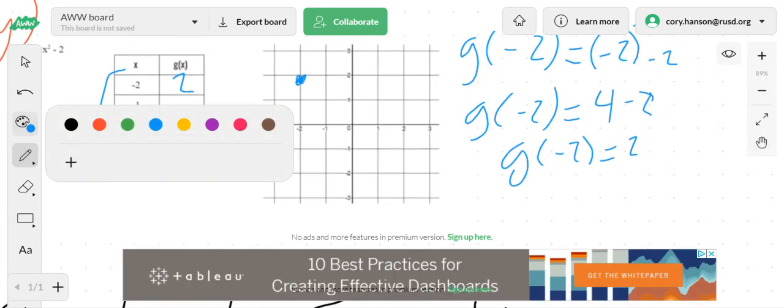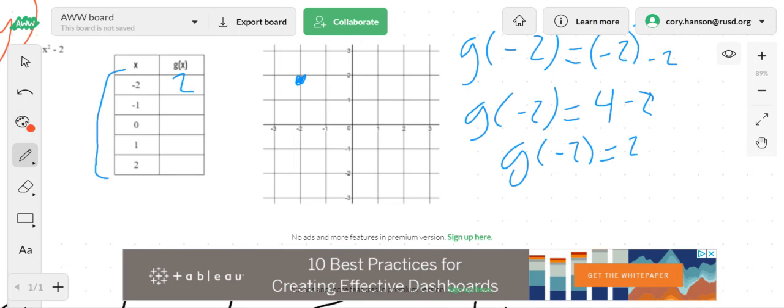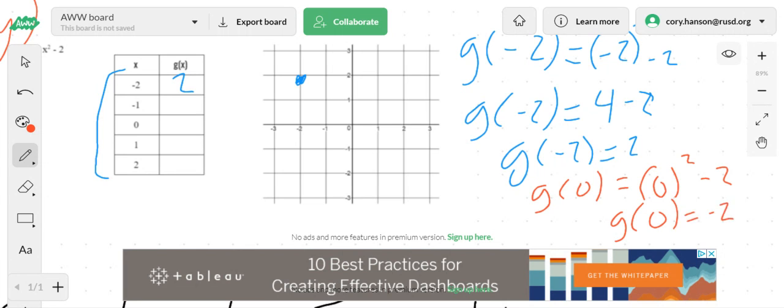You need to do the other ones. If you wanted to do 0, you do g of 0, where x is 0, equals 0 squared minus 2. So g of 0 is negative 2. We just want to know, when we put 0 into this function, when we push this button on this vending machine, what are we getting out?